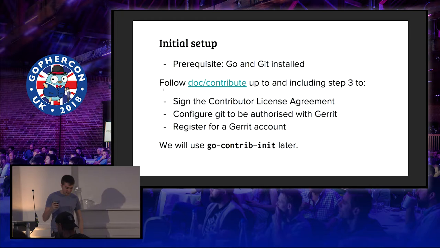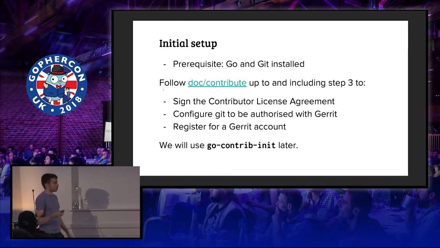We're going to follow, if you click on that link that is there, once you open the slides on your laptop, it shows you step by step how to sign the CLA, which is basically a document that you sign and say, I'm going to upload changes following the license and following the terms of this open source project. The copyright is still going to be yours, so don't worry about that. It's also going to configure Git to talk to Gerrit properly. And finally, it's going to tell you how to get a Gerrit account with your Google account and basically connect all of that. And we're going to use a tool called Go Contrib Init later that's basically going to check that all the setup is correct.